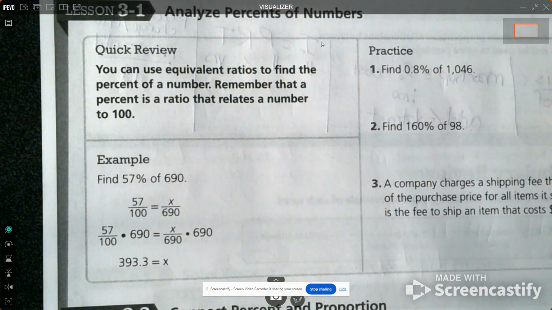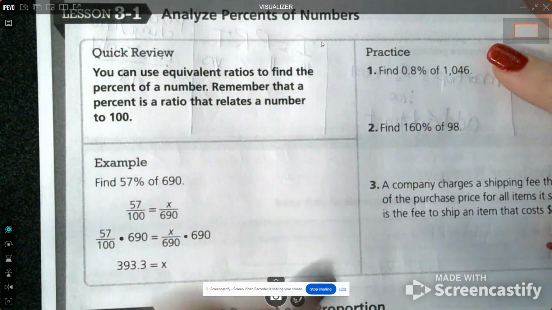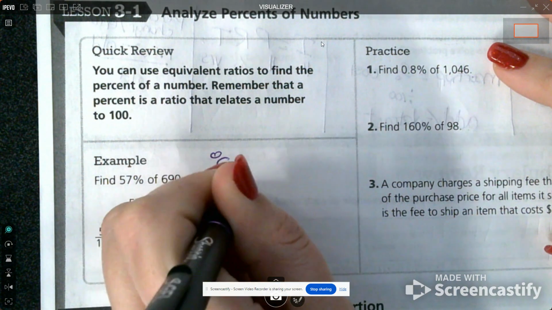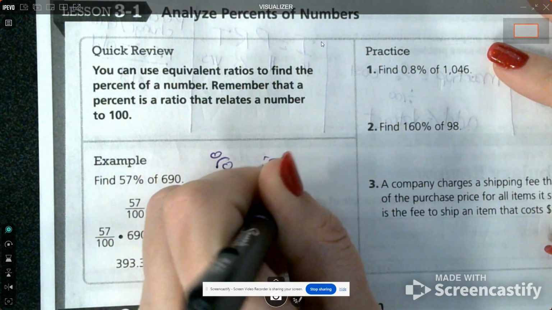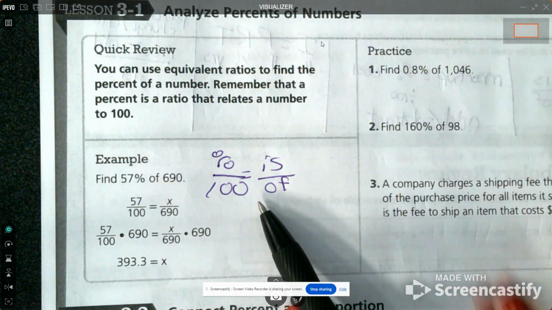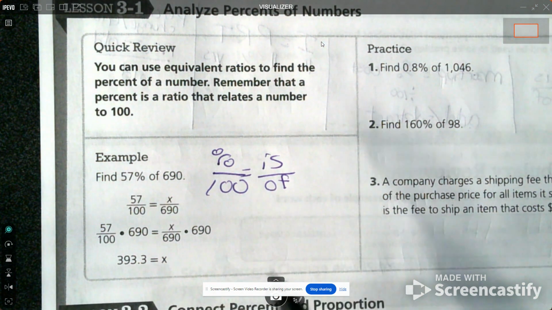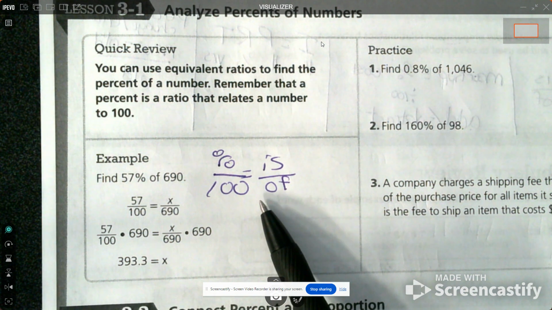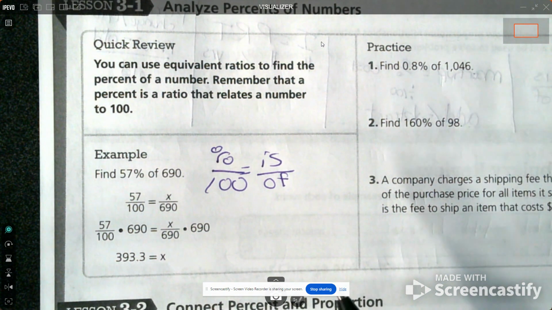So look back at 3-1. So 3-1, 3-2, and 3-3, you can all solve them the exact same way. They can all be solved using percent over 100 equals is over of. So if you set them up like this, you will get the final answer in all of them. And the good thing about doing this is you don't have to change anything. You don't have to multiply or divide by 100. It just gives you the answer.